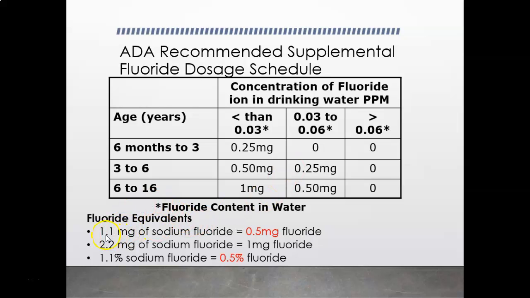So fluoride equivalent: 1.1 milligram of sodium fluoride is equal to 0.5 milligrams of fluoride. 2.2 milligrams of sodium fluoride is equal to 1 milligram, and 1.1% sodium fluoride is equal to 0.5% fluoride. So there's some conversion tables for you. I have not had a lot of patients who were on a fluoride tablet because I live in Scappoose and they have fluoridated water. But if you work in Portland or Hillsboro, Beaverton, you may end up seeing this more often.